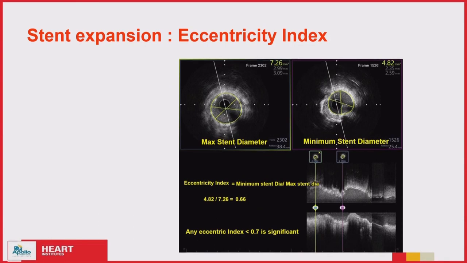Sometimes there is eccentric calcium, and when there is eccentric calcium, don't think that you have to go on expanding. As sir was showing, if you go on expanding, possibly you rupture it. Here we take resort to this eccentricity index. Any eccentricity index less than 0.7 is significant. So try to get an eccentricity index of more than 0.7, and how do you calculate it? This is by the minimal stent diameter versus the maximal stent diameter, and this is the formula used to see the eccentricity index.